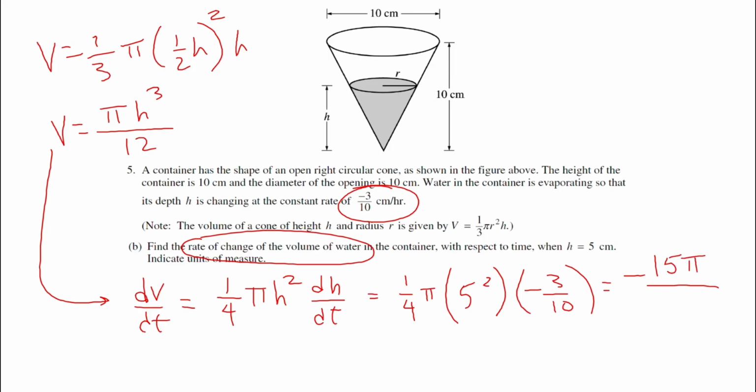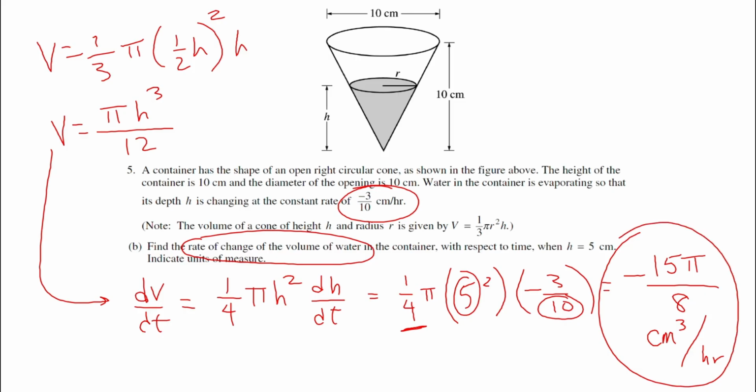And in the denominator, we did the 5 here with the 10 here to give us just a 2 down there, times this 4 is going to give us 8. So we have -15 pi over 8. It wants units of measure. Well, this is going to be, since it's a rate of change of the volume, centimeters cubed per hour.